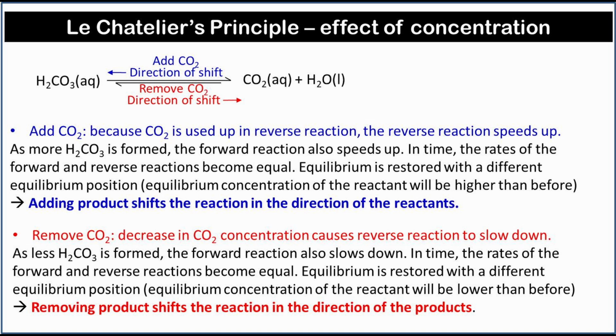Now let's remove carbon dioxide. A decrease in carbon dioxide concentration causes the reverse reaction to slow down. As less carbonic acid is formed, the forward reaction also slows down. In time, the rates of the forward and reverse reactions become equal. Equilibrium is restored with a different equilibrium position. The equilibrium concentration of the reactant will be lower than before. Conclusion: removing product shifts the reaction in the direction of the products.